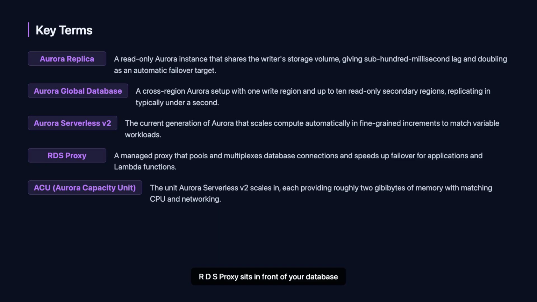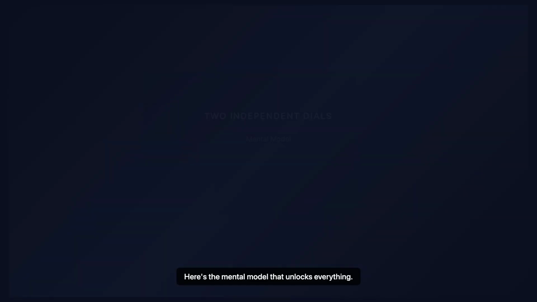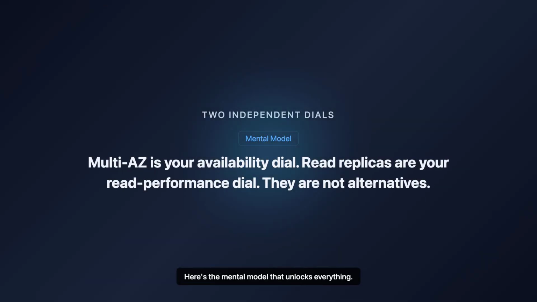RDS Proxy sits in front of your database and pools connections so your application isn't hammering the instance directly. And an Aurora Capacity Unit, or ACU, is the increment Serverless v2 scales in, roughly 2 GB of memory per unit. Here's the mental model that unlocks everything.